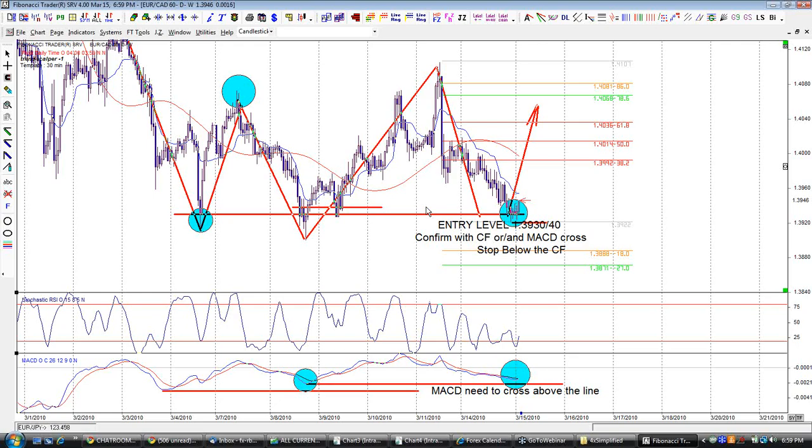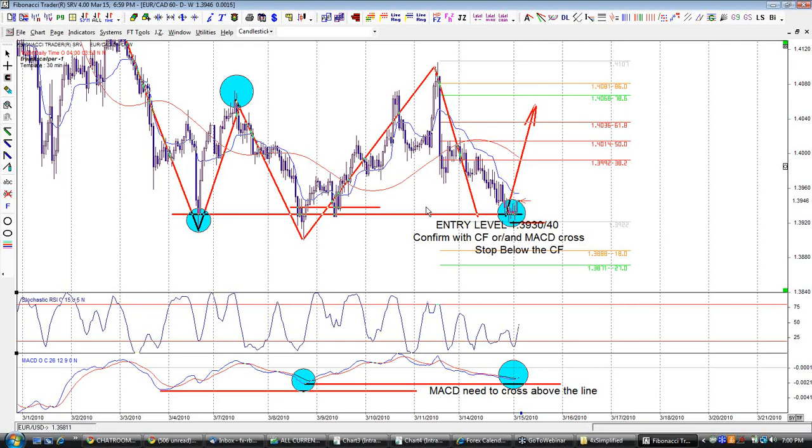So this way I'm making sure that most of it has been taken out as soon as possible, and I can capture good profits quick.